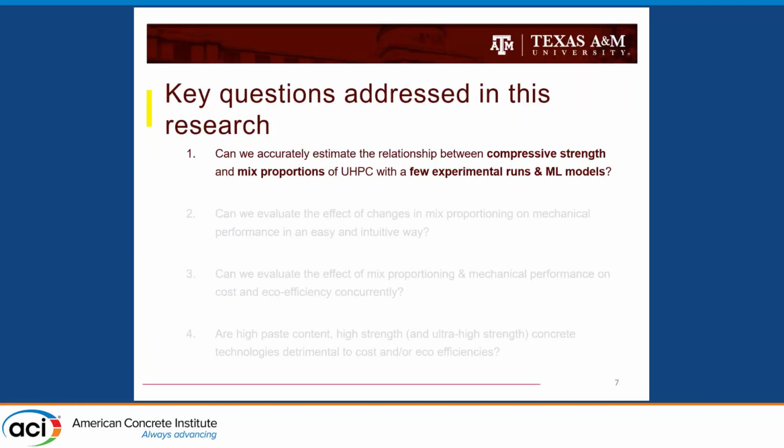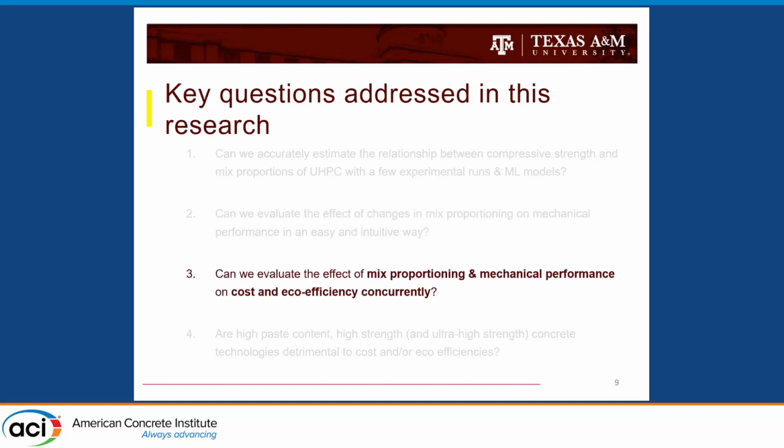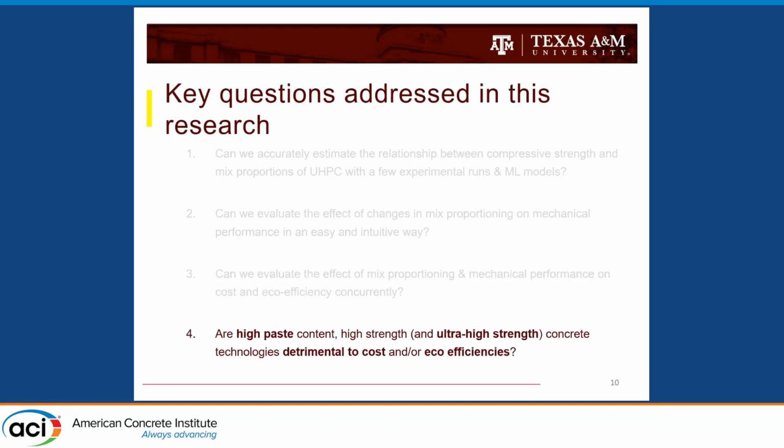So for the objectives, I want to use this presentation to answer 4 key questions that I addressed in my dissertation. First, can we accurately estimate mechanical performance and mix proportions with few experimental runs and machine learning or AI in general? Can we also evaluate these changing mix proportions and mechanical performance in an easy and intuitive way, with tools that are easily interpreted? Do we have the right metrics to evaluate mix proportioning and performance on cost and equity efficiency concurrently? And finally, the question that you might have right now: is high paste content or high strength ultra high performance concrete detrimental to cost or to equity efficiency?